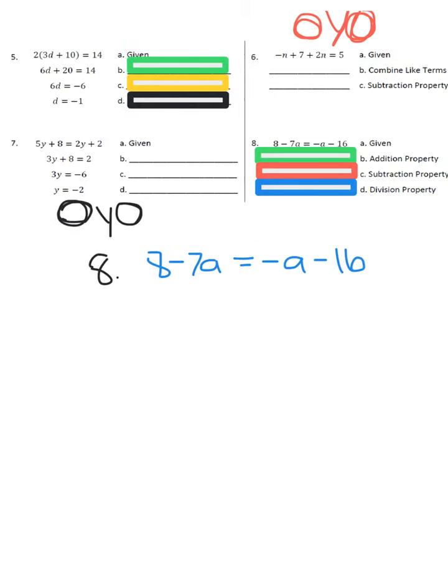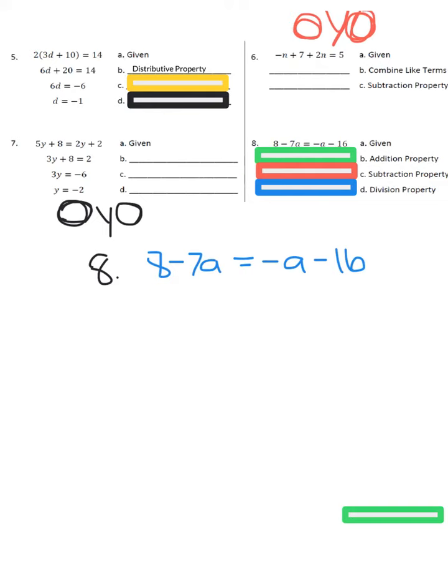Okay, just a few more problems. So let's look at number 5. Same concept here. We're given all the work, but we are going to write down what reasons or what we did to get that answer. Okay, so again, the problem is 2 times 3d plus 10 equals 14, and that is given, okay, because we have to start with something. So from here, we notice our second equation that we get is 6d plus 20 equals 14. So the question is, what did they do right here? Hopefully you recall the distribution property. So that's the distributive property there.